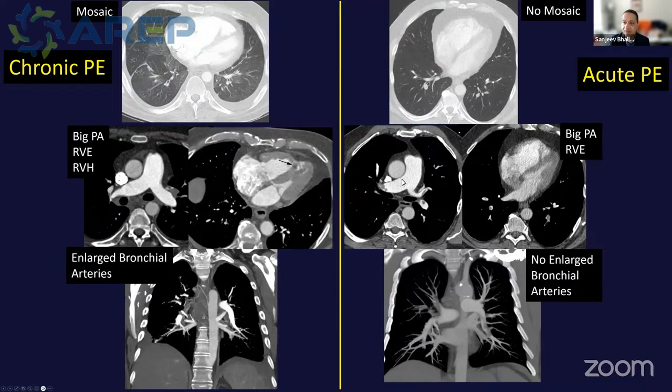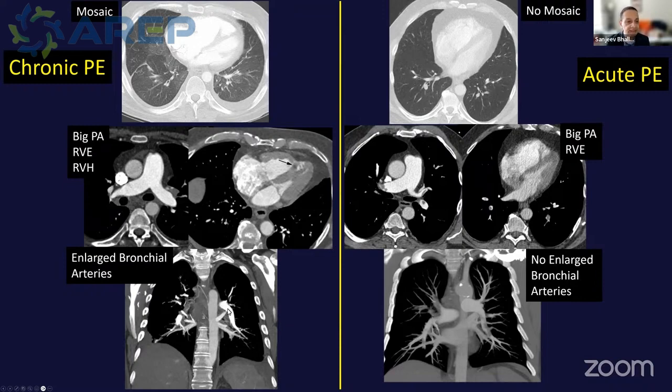Notice that in this patient who had massive pulmonary embolism because of systemic hypotension, the right ventricle is enlarged, but there's no right ventricular hypertrophy. Bronchial artery enlargement, very typical of chronic PE, absent with acute PE.